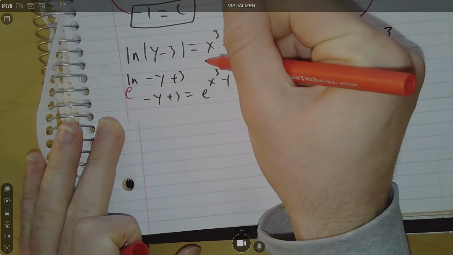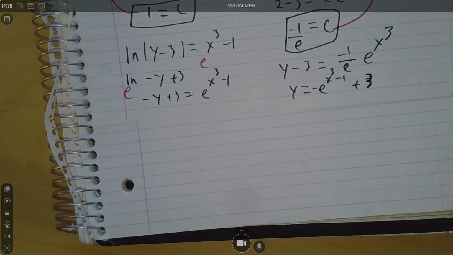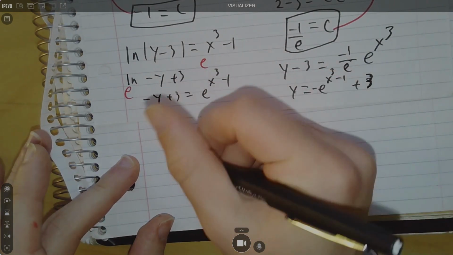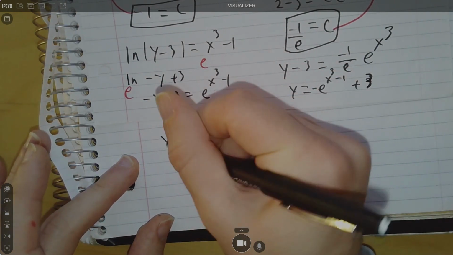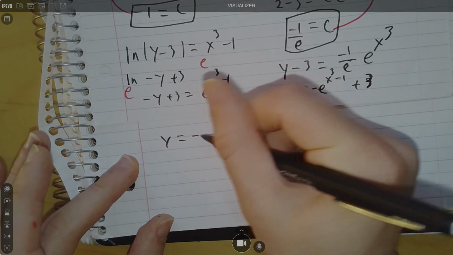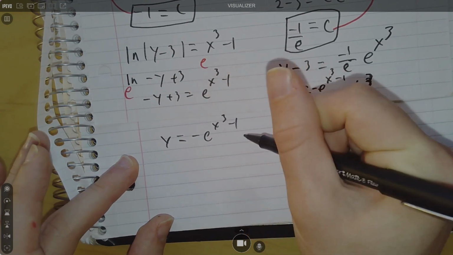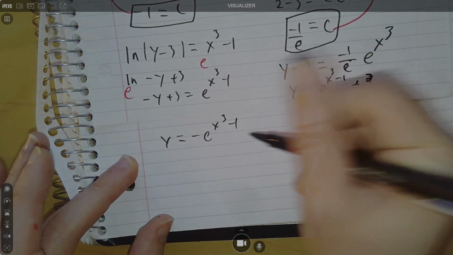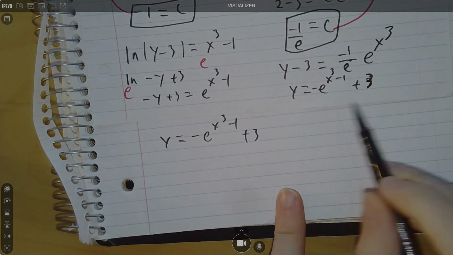E should go here, E should go here. I'm showing that I'm exponentiating. Then when you get y alone, when you move y over here and move the E over, you're going to get the same thing. You're going to get y equals negative e to the x third minus 1, plus 3. The exact same thing as this one.